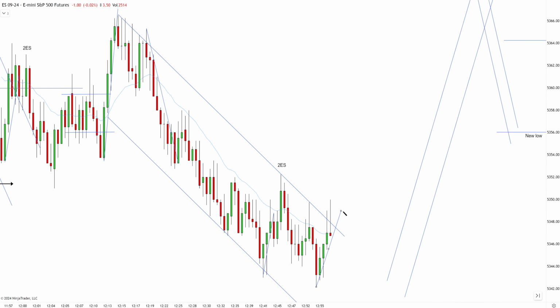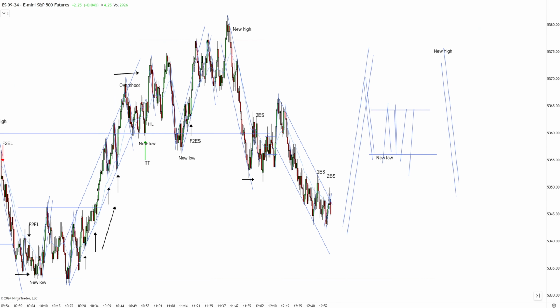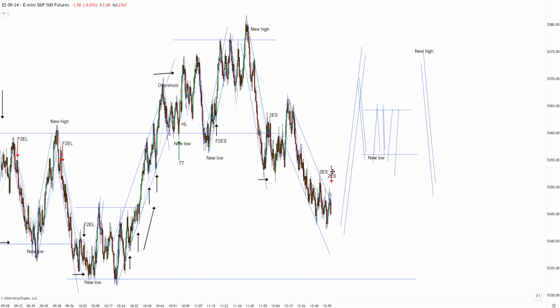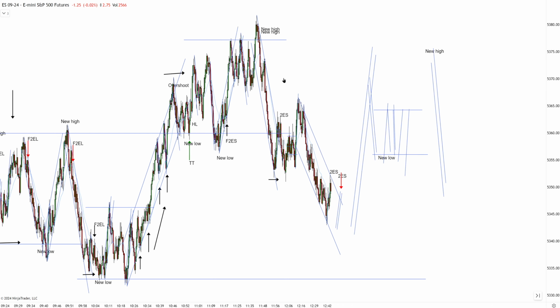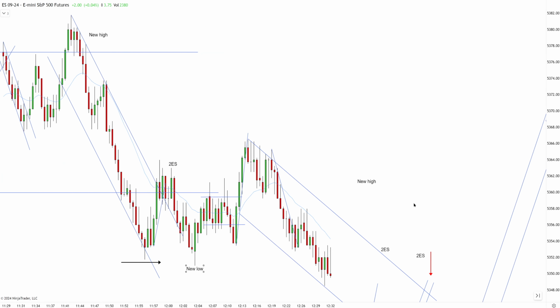Going to redraw the uptrend. Can the trend line still show signs of selling pressure? Yes. New low. First entry short. Pullback. Second entry short. And this right here is a great second entry short off the trend line. New high. New low.